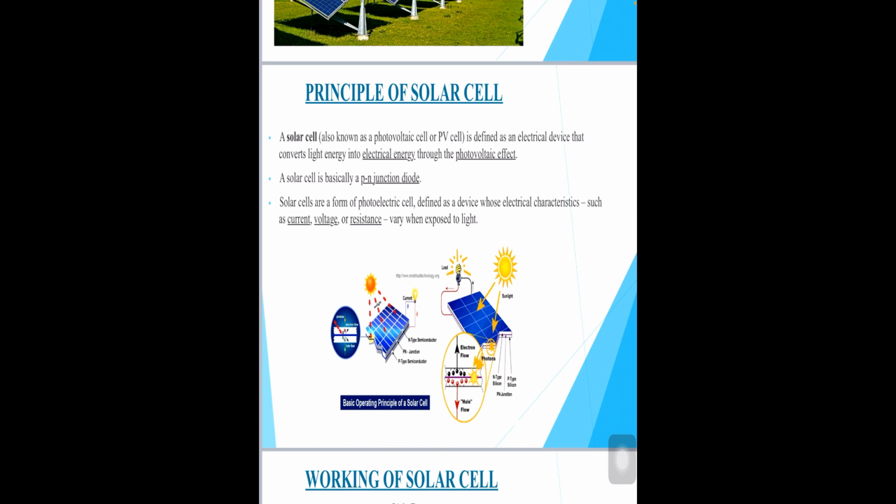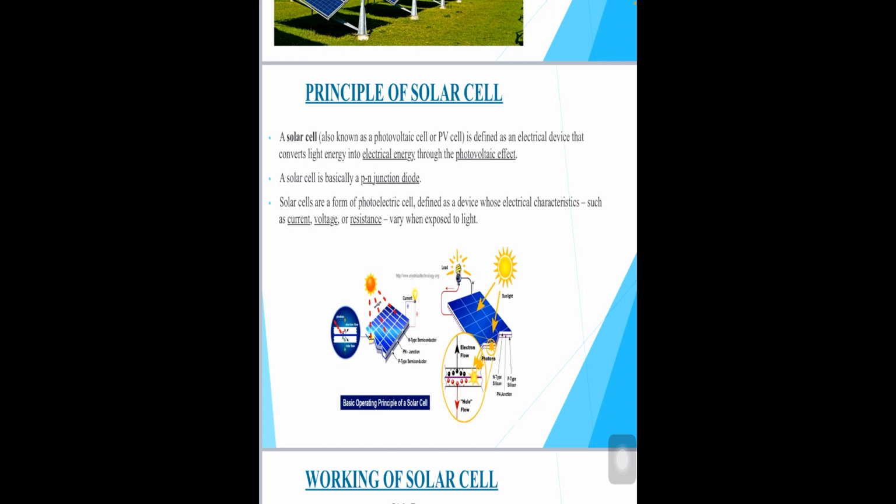What is a solar cell? A solar cell, or a photovoltaic cell, or a PV cell, is defined as an electrical device which is able to convert light energy into electrical energy due to the photovoltaic effect. So what does it consist of? A solar cell is basically a PN junction diode.